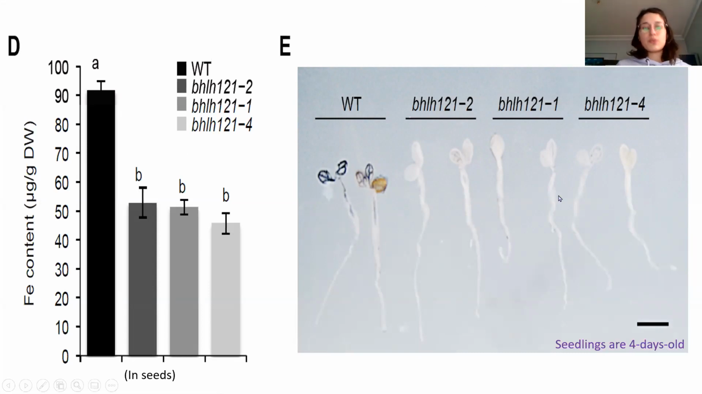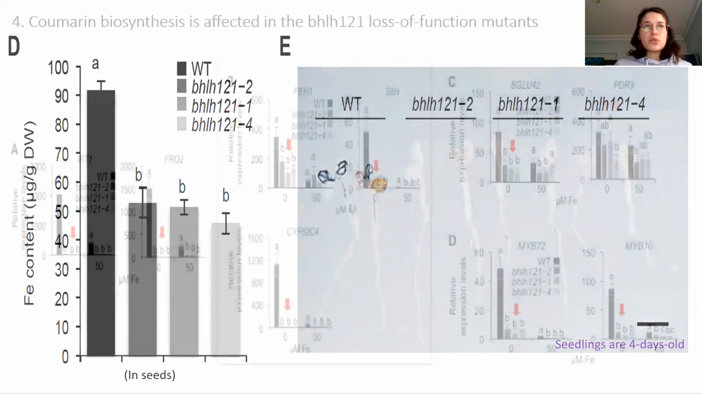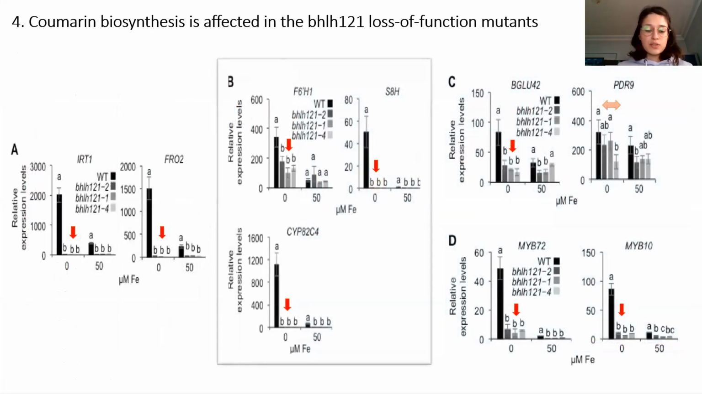So far, they have observed that iron accumulation in those mutated seeds is compromised. So in figure 4, they wanted to check whether coumarin biosynthesis in mutant seedlings is affected or not. In part A, these two genes, IRT1 and FRO2, are involved in iron uptake, and both of their iron deficiency induced expression is reduced.